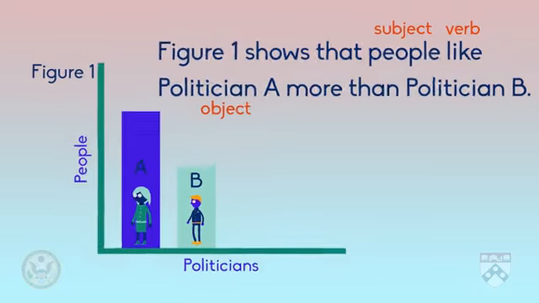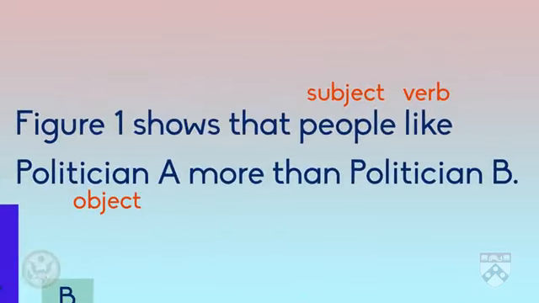Let's look at that again. We tell them where it is, figure 1 shows. Then we tell them what it means, that people like politician A more than politician B.